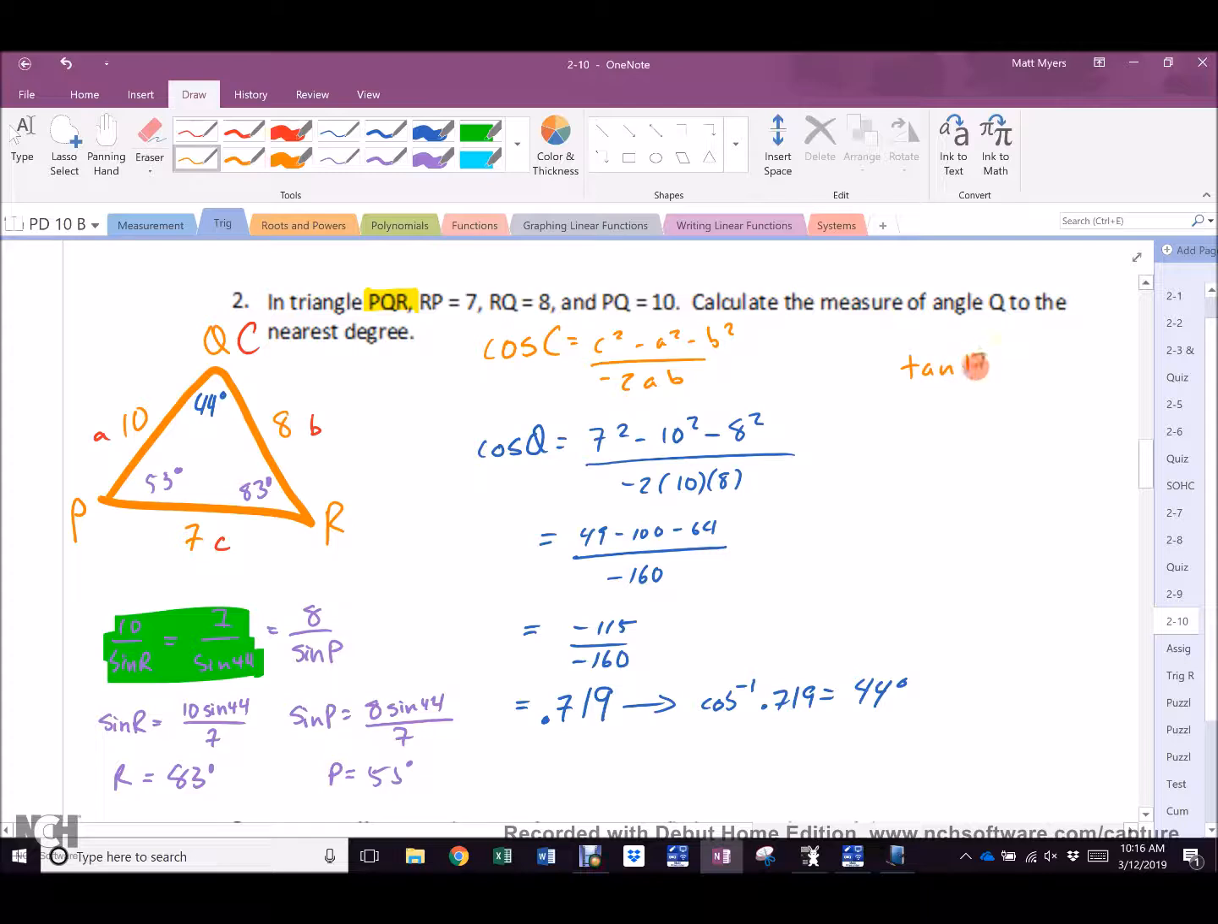Tan 17 equals 9 over x. How would you solve that? It would be 9 divided by tan 17, correct? Okay. Isn't tan 17 really over 1? There's your pair. 9 times 1 divided by tan 17. Here's your pair. 10 times sine 44 divided by 7.